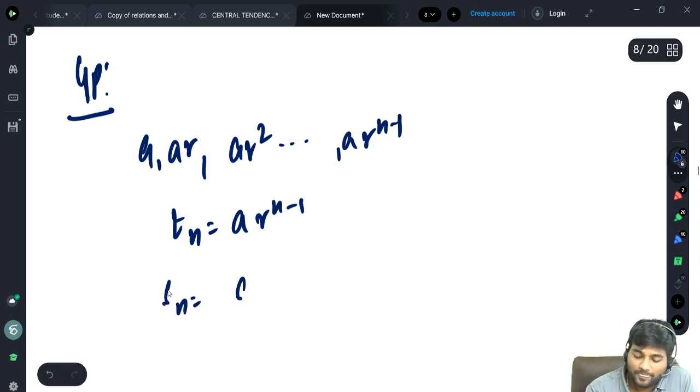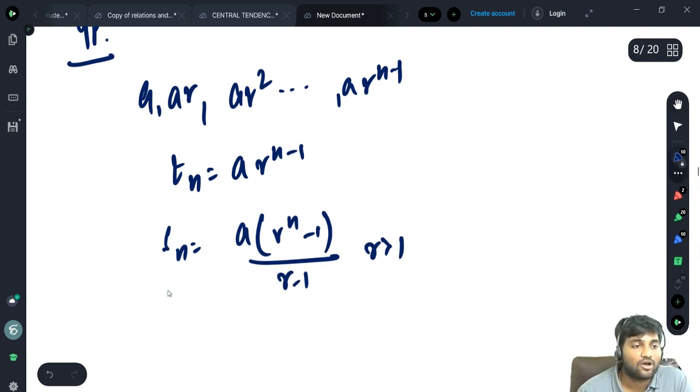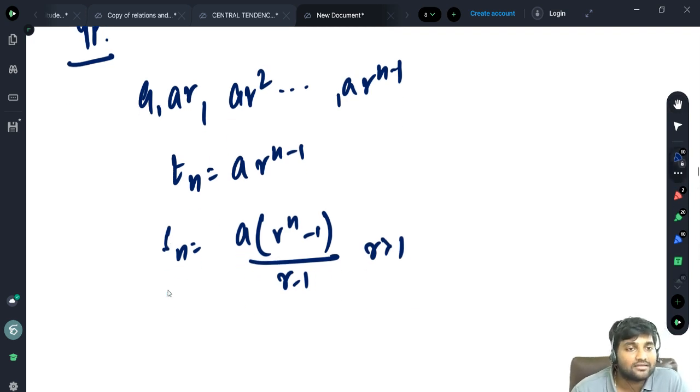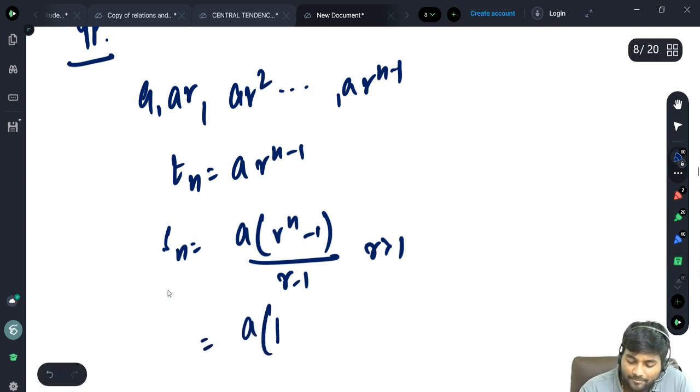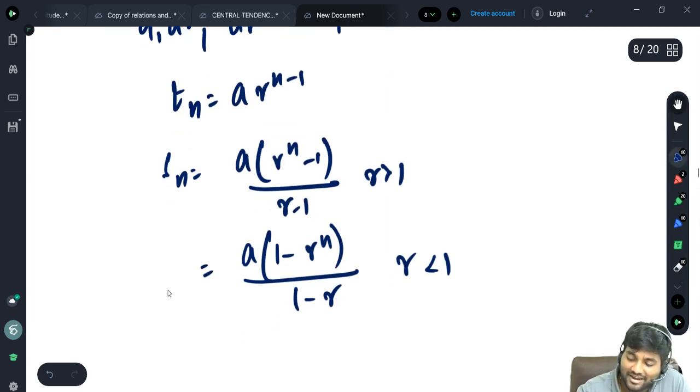Sn is what? a (r to the power n minus 1) by (r minus 1), if r is greater than 1. r means what? Common ratio. How to calculate r? b by a, c by b, or anything like that. And it is a (1 minus r to the power n) by (1 minus r), if r is less than 1. And one is the infinite GP formula.